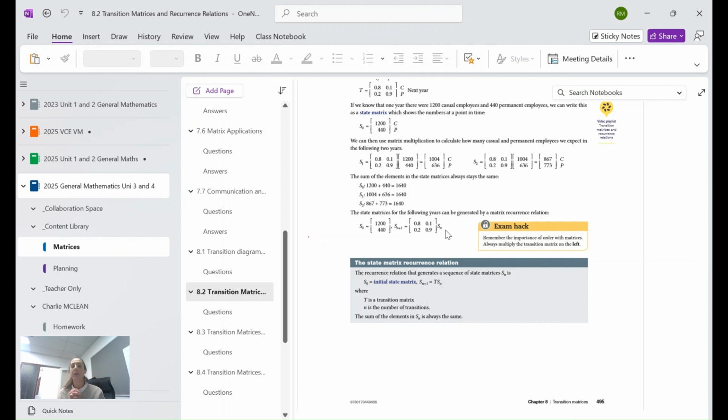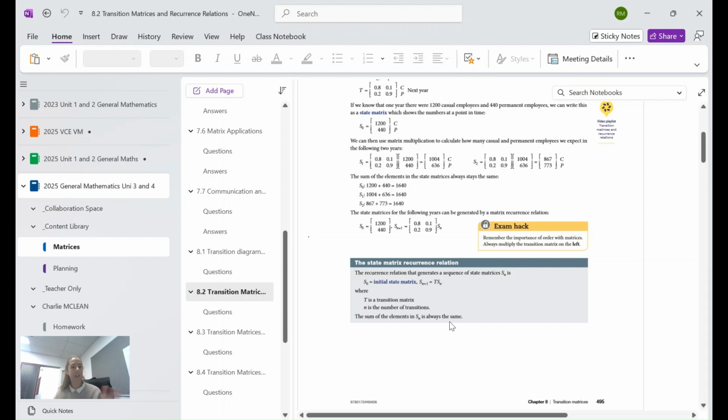Okay. Now, remember, a recurrence relation has 2 parts. You always have to have that initial state, comma, how you find the next number in the sequence. Please keep that in your mind, that a recurrence relation is different. It's the next number in the sequence.